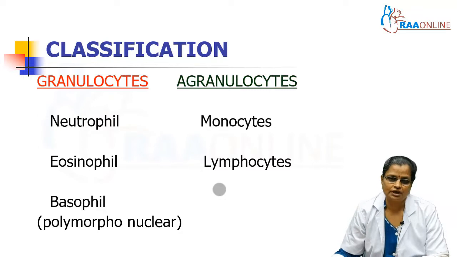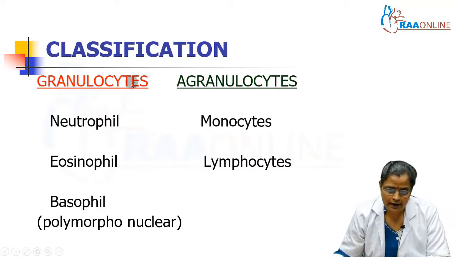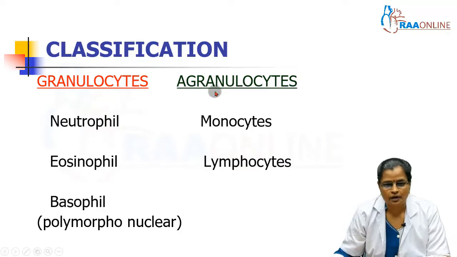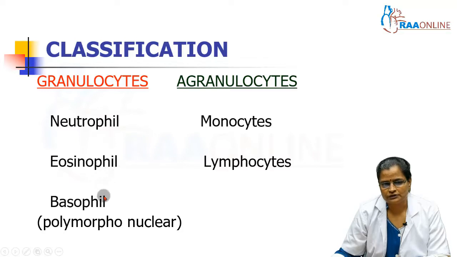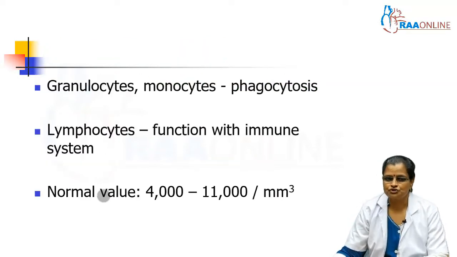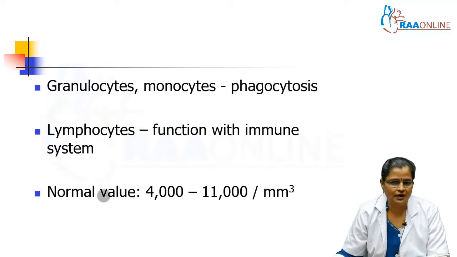Coming to the classification, they are classified into granulocytes and agranulocytes. Granulocytes are neutrophils, eosinophils and basophils. They are together called polymorphonuclear leukocytes, and the agranulocytes are monocytes and lymphocytes. Neutrophils, eosinophils and basophils are called granulocytes because they contain granules in their cytoplasm. The most important function of granulocytes and monocytes is phagocytosis, but the lymphocytes function with the immune system.